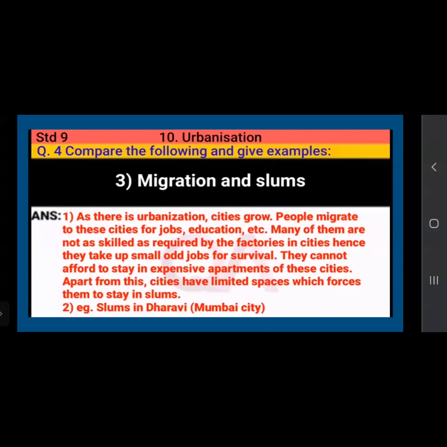They cannot afford to stay in expensive apartments of the cities. So they are forced to stay in slum areas. An example is the slums in Dharavi, Mumbai city. There is a very big slum area.